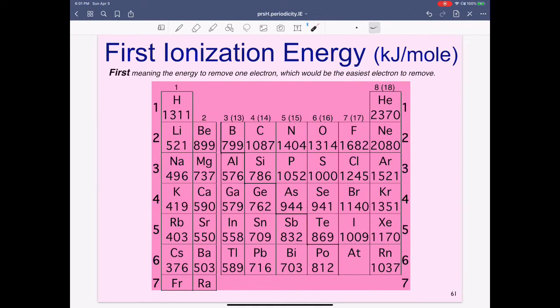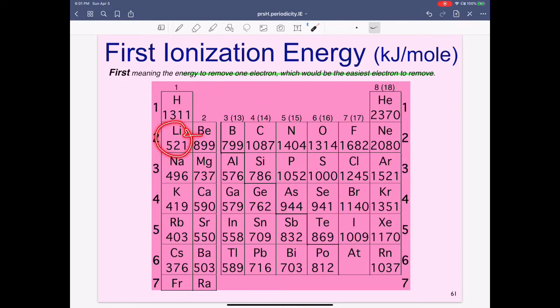So let's take a peek at first ionization energy. First meaning the energy to remove one electron, and the electron that would be removed, of course, is the easiest one. So let's take a look at what this means and the trends that we see in the periodic table.